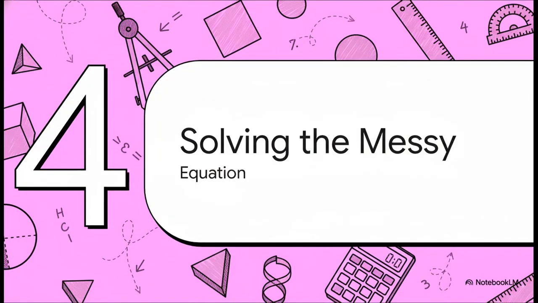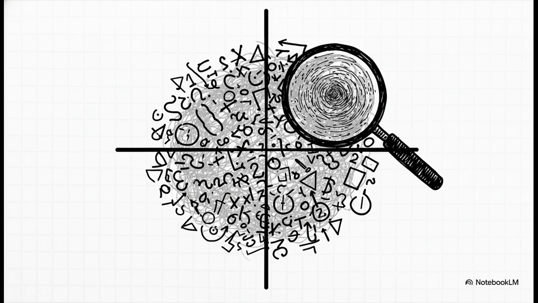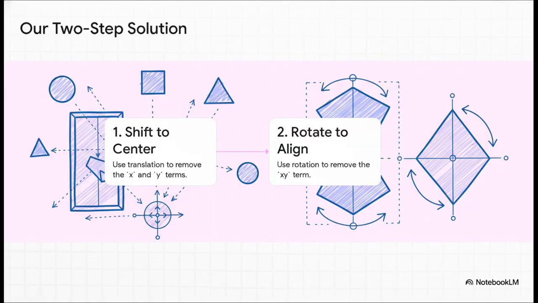All right, theory's over. We have our tools. We understand the concepts. It is time to go back to that original mystery equation and put all of this to work. Here it is again in all its messy glory. Now remember our goal? We're going to transform this into something clean, something simple, something that tells us exactly what shape it really is. And we have a super clear two-step plan. First, we're going to slide our perspective to center the shape. That's translation. Then, we're going to rotate our view to align with its tilt. That's rotation. Let's see it happen.